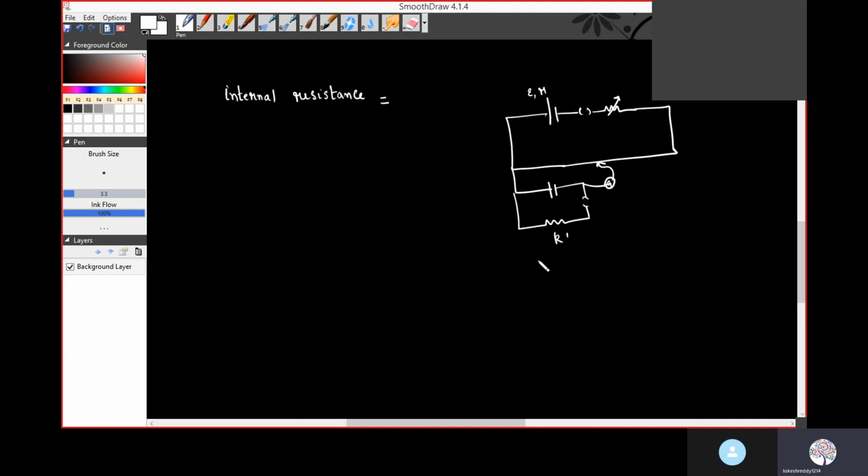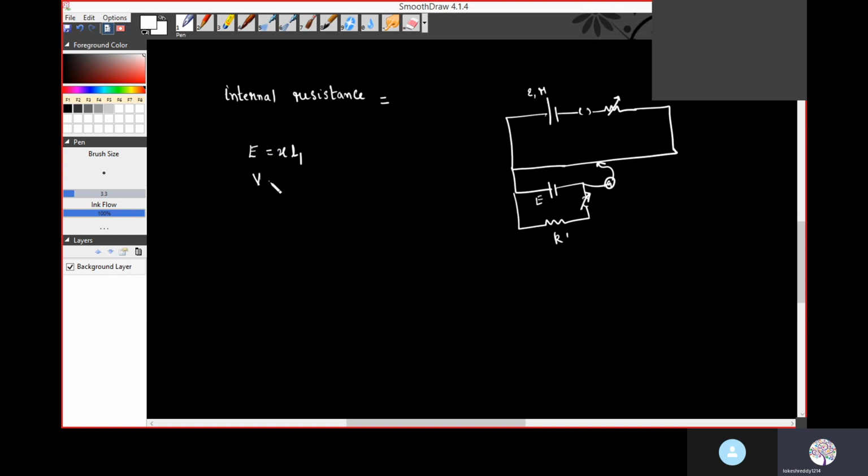When K dash is open, you find out the balancing length. Let us say E is equal to X into the balancing length, and let us note down that balancing length as L1. Now the key is closed. Close the key and now you find the balancing length.